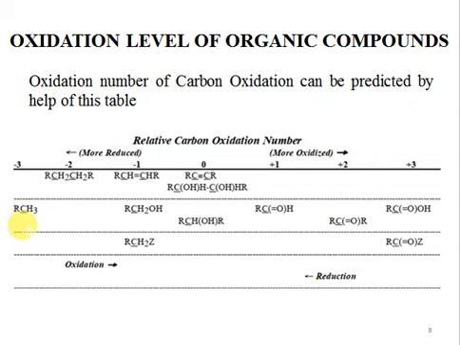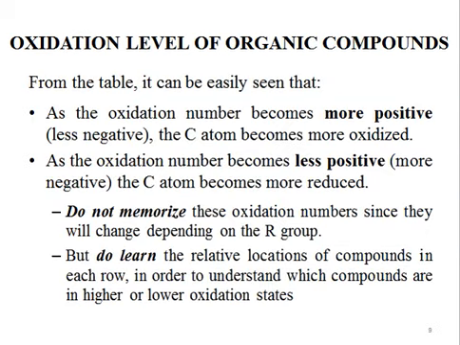So when we oxidize these species, the oxidation state becomes more positive, and during the reduction of these species, the oxidation number decreases, becoming more negative. So from the table it can be easily seen that when the oxidation number becomes more positive, the carbon becomes oxidized; when the oxidation state becomes less positive or more negative, the carbon becomes reduced, right?